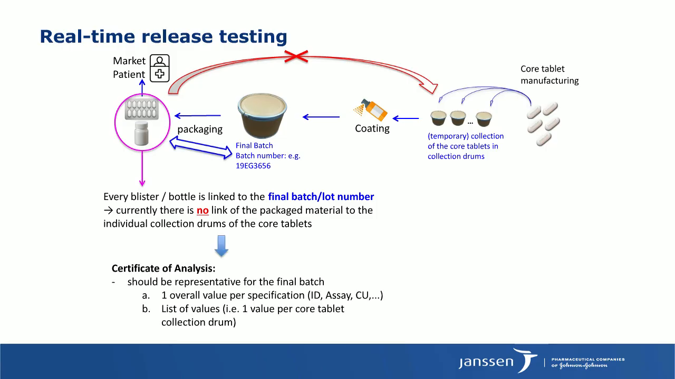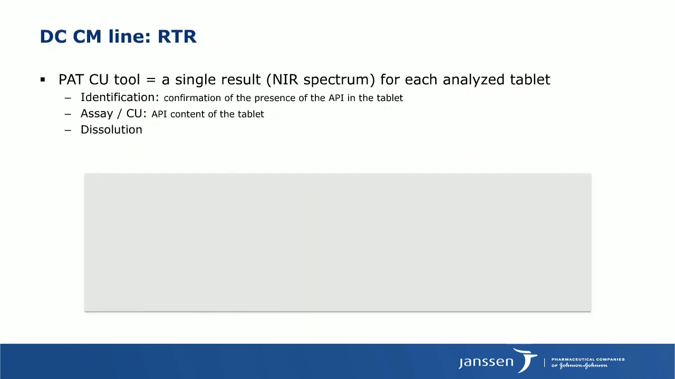So, if you would do a release testing, what would you put on your certificate of analysis? We believe this should be representative for the final batch. So then there are two options that you can apply. Either you use one overall value per specification, so for ID, assay, content uniformity, you put one value, or you can put a list of values, namely one value per tablet collection drum for every temporary collection drum. As a company, we decided to go by one overall value per specification. And of course, the control strategy we have been discussing in the previous slide.